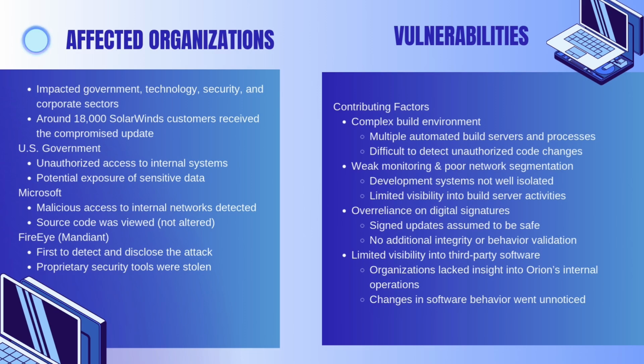The next one is insufficient monitoring and network segmentation. Development systems were not properly isolated from other networks, thus limiting the monitoring and failing to detect suspicious activity within the build server. The last one is over-reliance on digital signature and vendor trust. Organization trusted signed updates without additional verification, thus the malicious update was correctly signed, appearing legitimate.